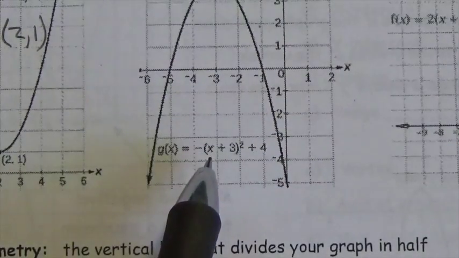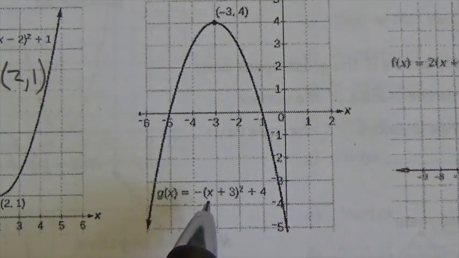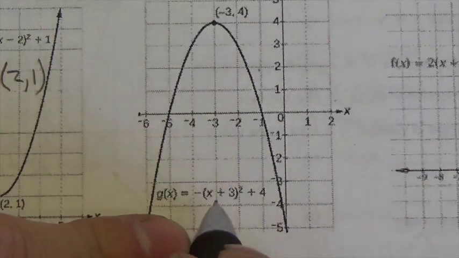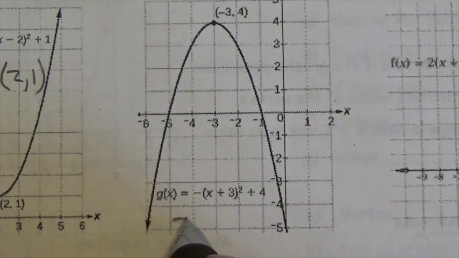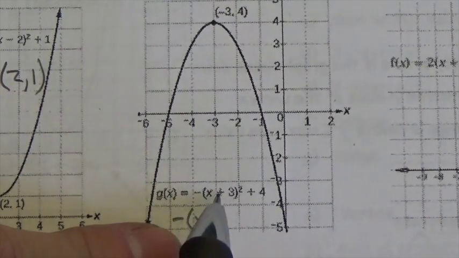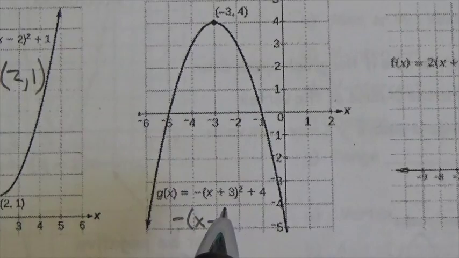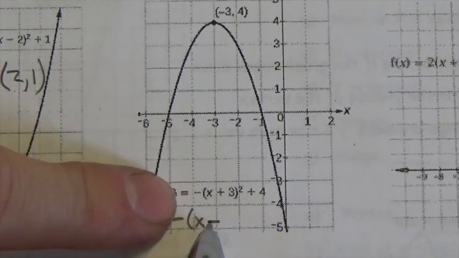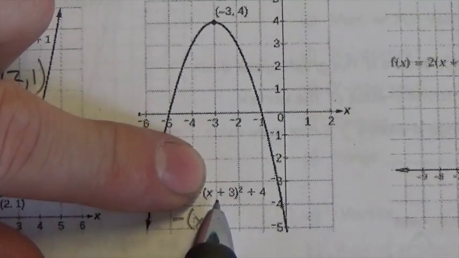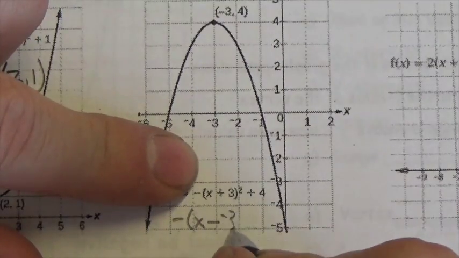Here, my equation is y equals (x plus 3) squared plus 4. Well, I'm looking at this again. That's supposed to be a negative inside there. It should be minus. So the only way I can think this through, as to why, I know it's supposed to be subtraction, so why did it become addition here, is if I'm subtracting a negative.